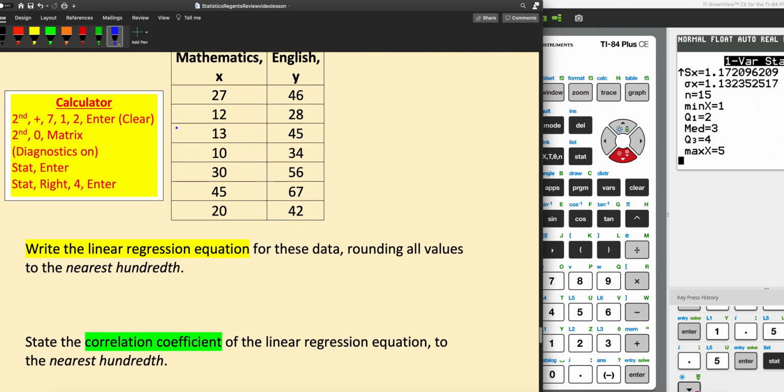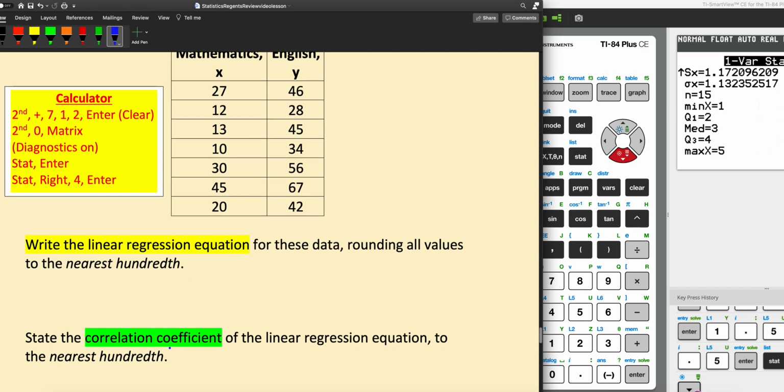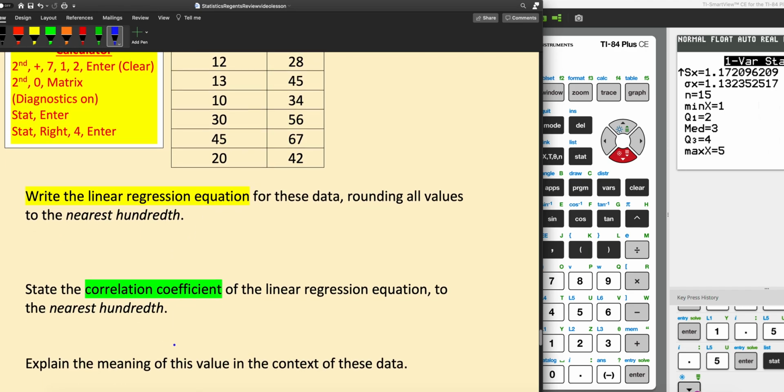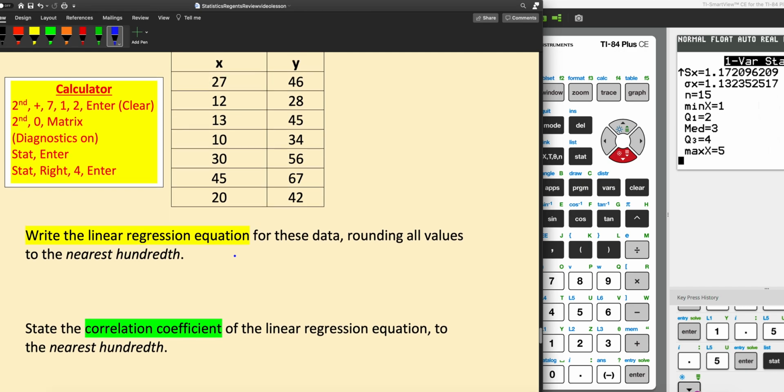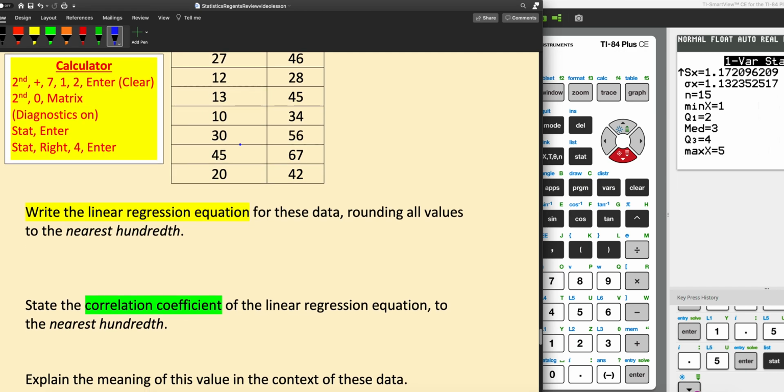All right, so now here's what we have. Here are the buttons you need. Why do we need our matrix and diagnostics on? Because it says this, write a linear regression equation. That's easy. And then what do they want? The correlation coefficient. And then they want you to talk about the context of that in these data. Guys, this question is simple. Your first step, get this in the calculator.